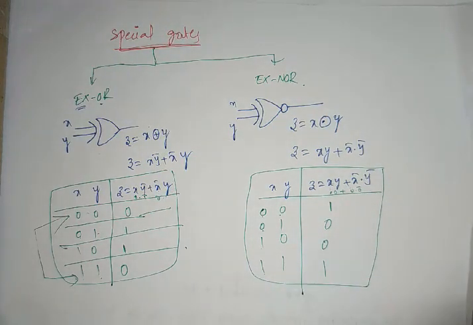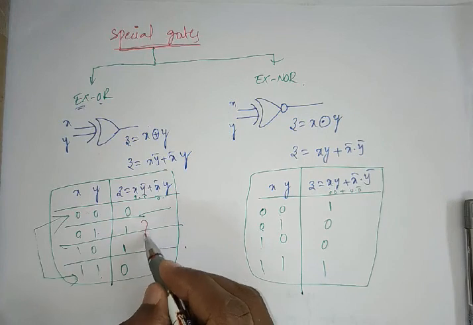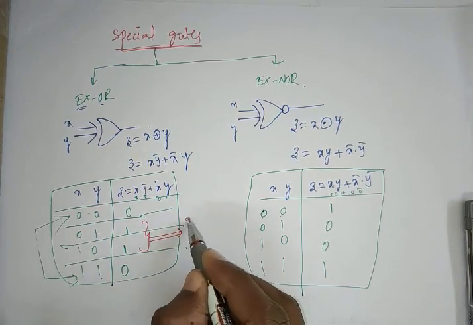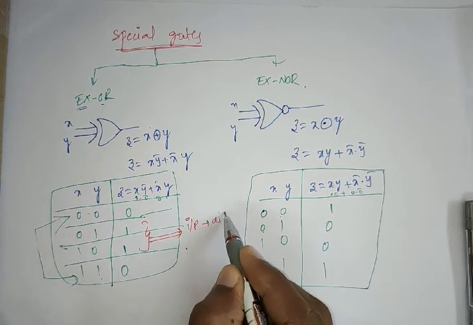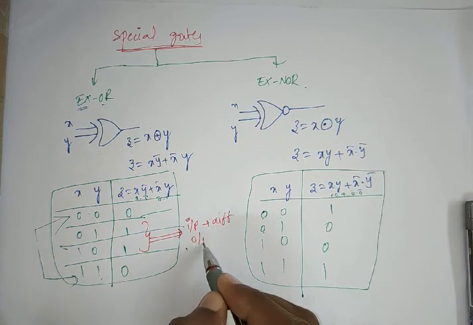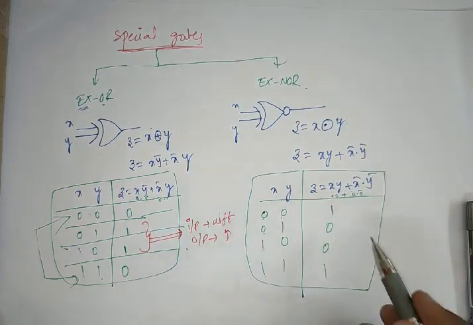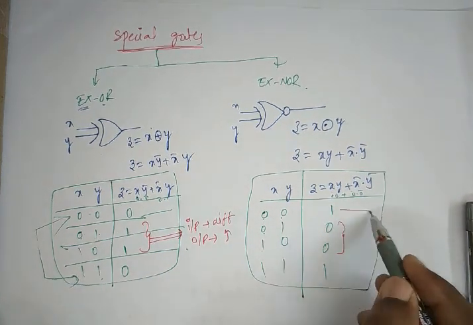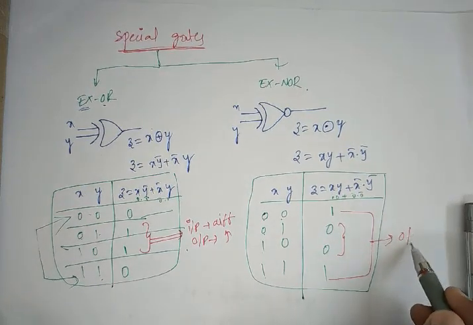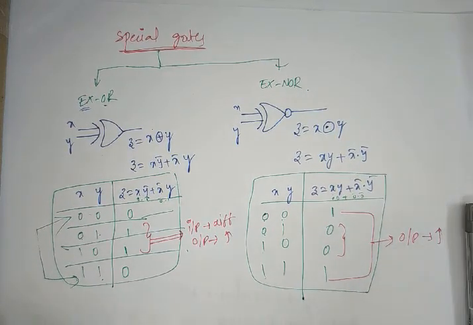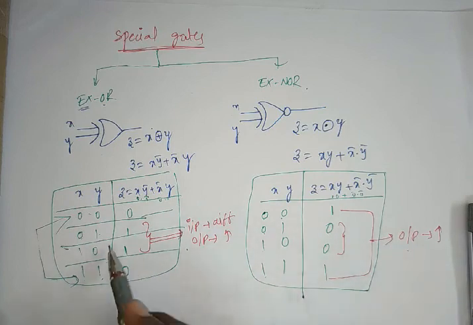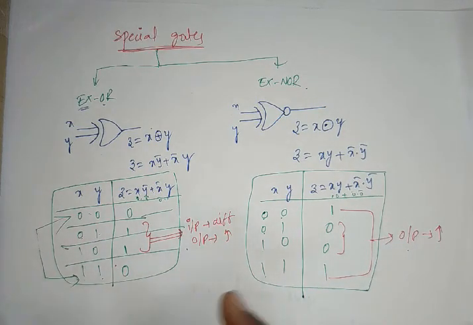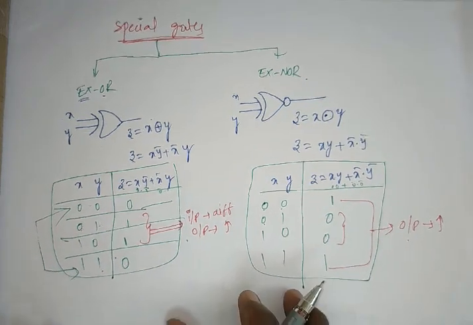Here we can see the reverse operation. In these two cases the inputs differ, and the output will be high. In XNOR, when the inputs are the same, the output will be high. In XOR, when the inputs are different, the output will be high. So that is the difference between XOR and XNOR.